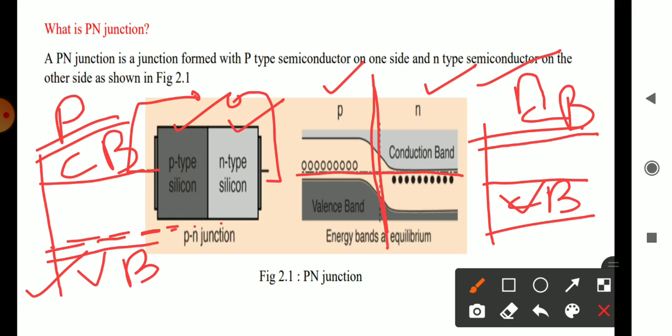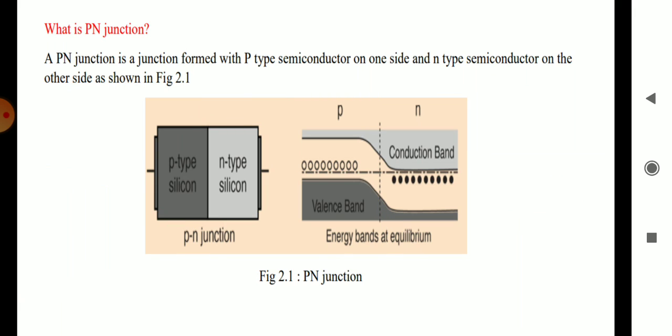P-type means the majority carriers are holes. And if you consider an N-type material, the majority carriers are electrons, that is, free moving electrons, which lie just below the conduction band. In case of a P-type material, the majority are holes, and those holes are present just above the valence band. That is explained here. Clear till here?